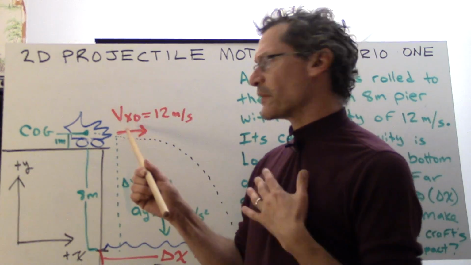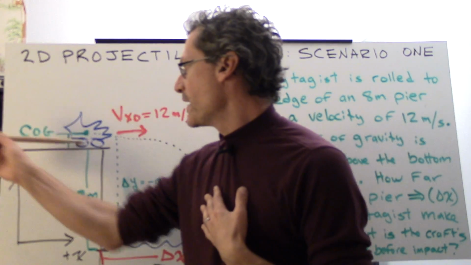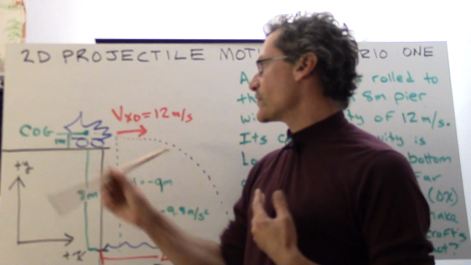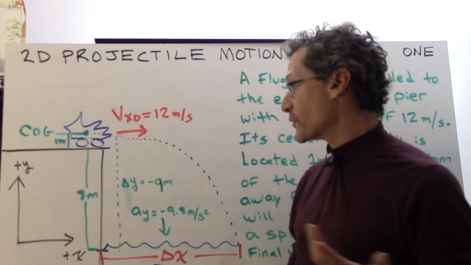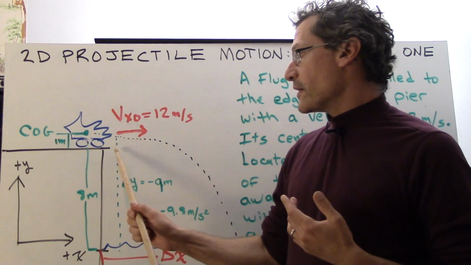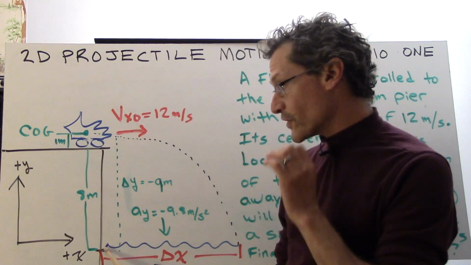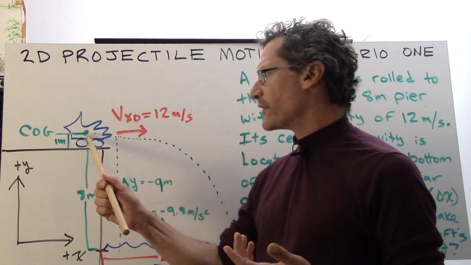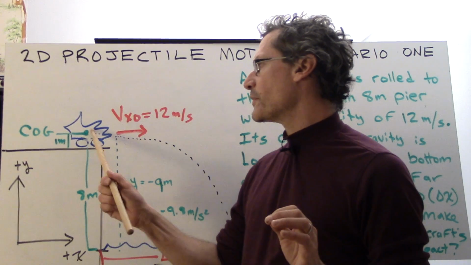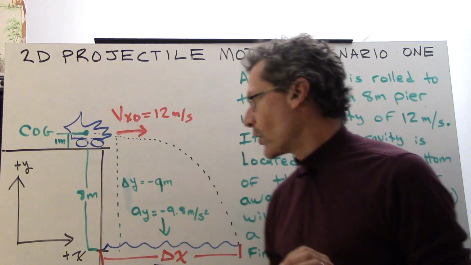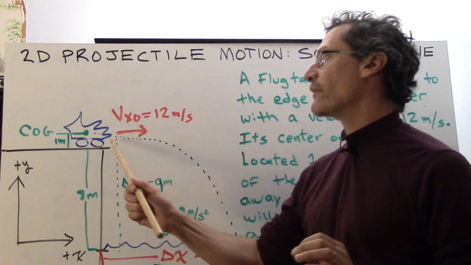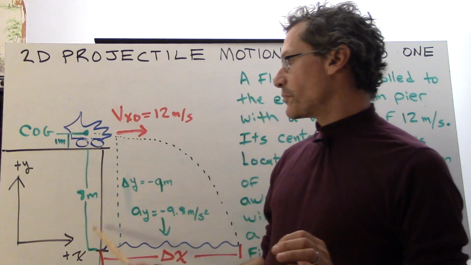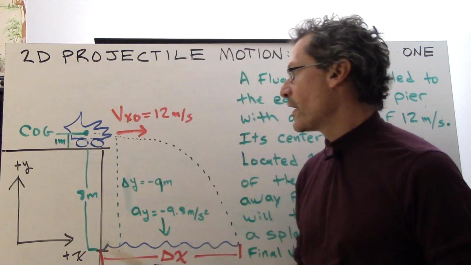So in this case, we have some information about this particular machine. It's got some wheels and it's being pushed in this direction at a velocity of 12 meters per second. The height of the pier to the water is 8 meters, but we're told that the center of gravity, which is what we're interested in, is 1 meter above the wheels. So we have a total of 9 meters. So delta y really is 9 meters, even though the pier is 8 meters tall.